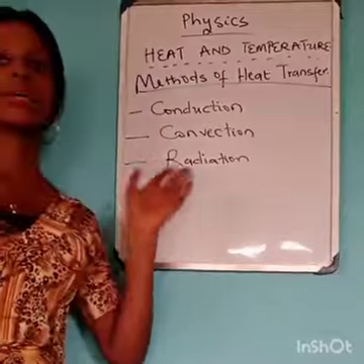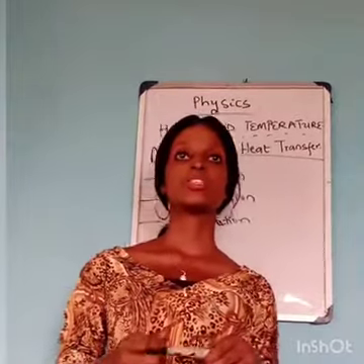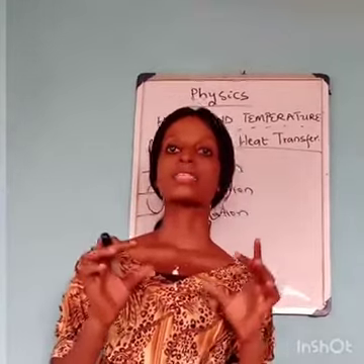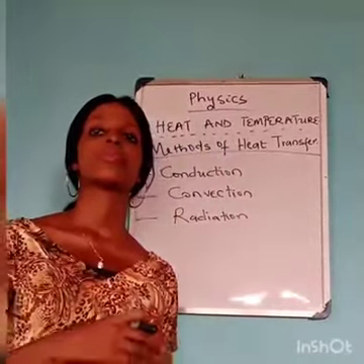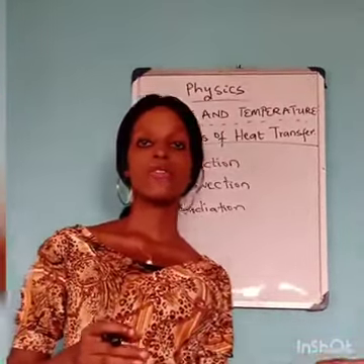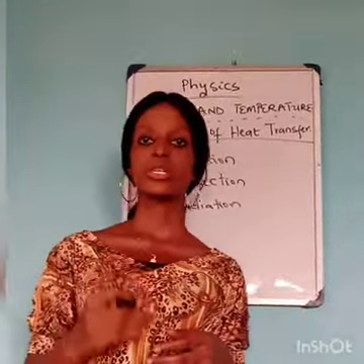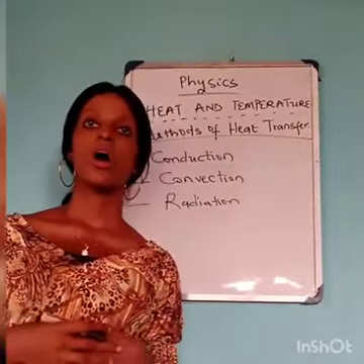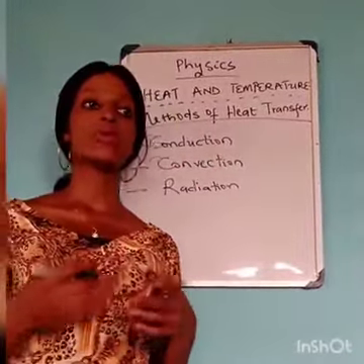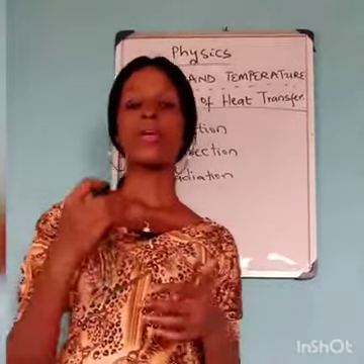The next method is radiation. Radiation is a method of heat transfer by which heat is transferred from a region of higher temperature to a region of lower temperature without requiring a material medium. In radiation, no material medium is required, unlike what we see in convection and conduction. For instance, the heat of the sun reaches the earth by radiation. Also, when you sit by the fireside, maybe during the harmattan, trying to get warm, within a very short period of time your body starts feeling warm. This is by radiation.